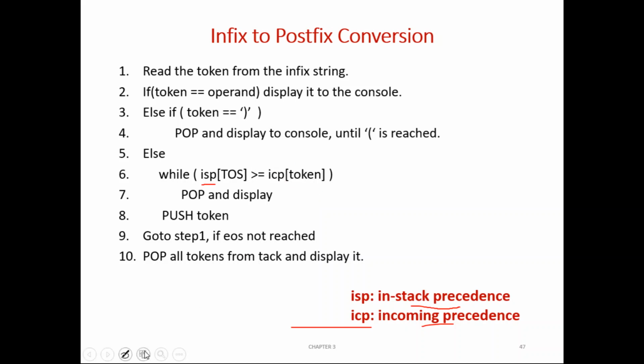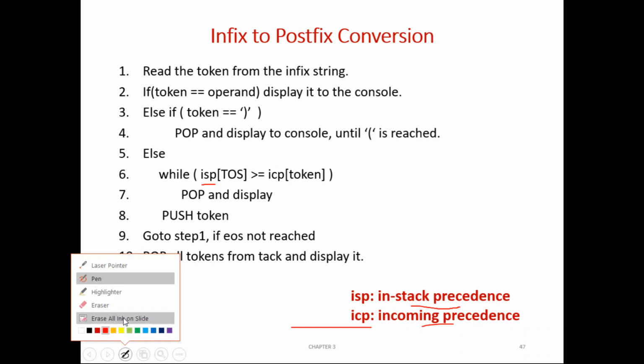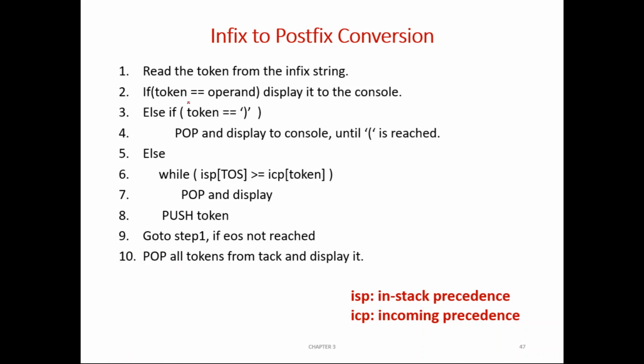Okay, so to summarize the logic, read token by token, check if the token is an operand. If it is an operand, display. If the token is a close bracket, then keep popping elements from the stack and displaying them in the console until you reach an open bracket. The moment you reach the open bracket, discard that open bracket. Don't display it in the console.